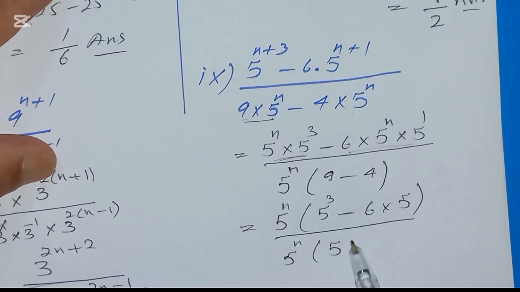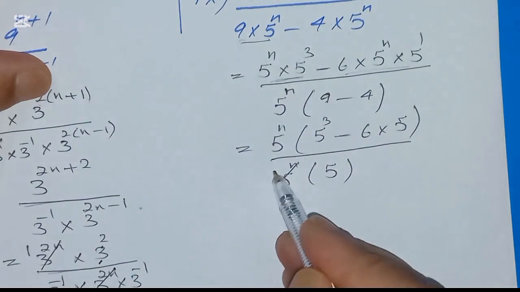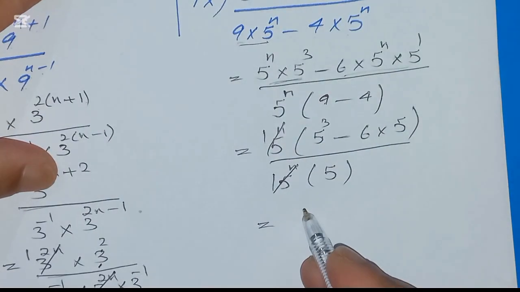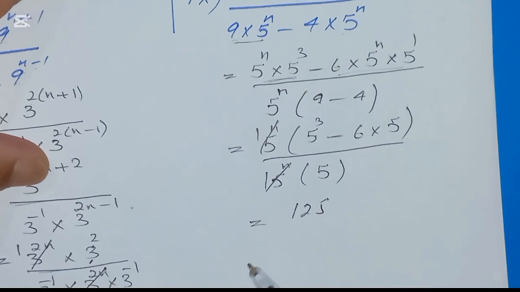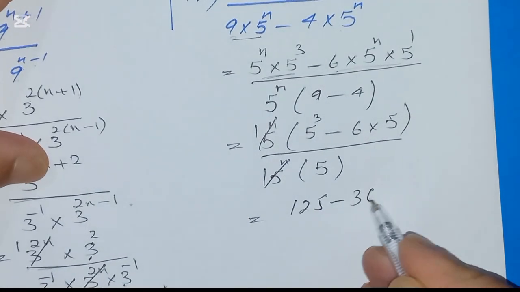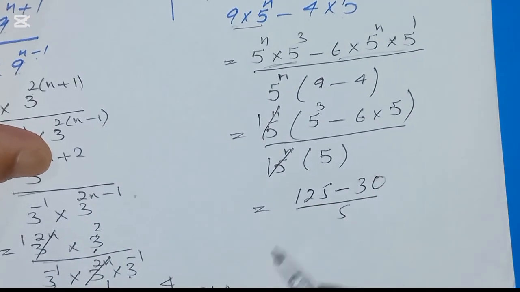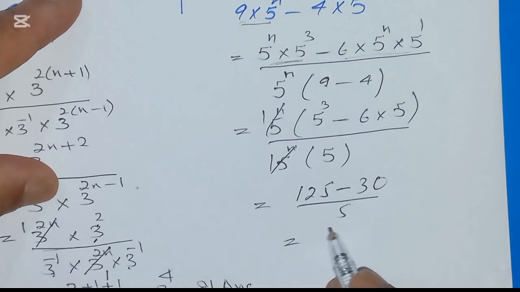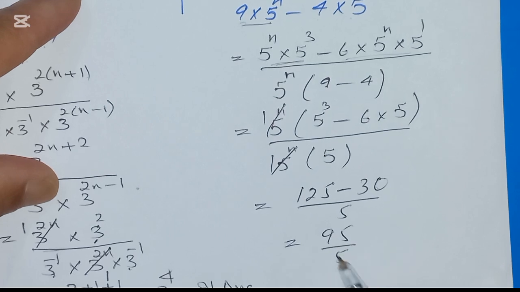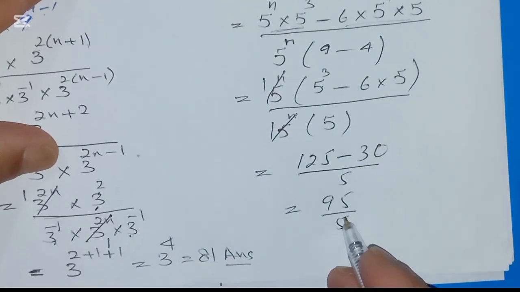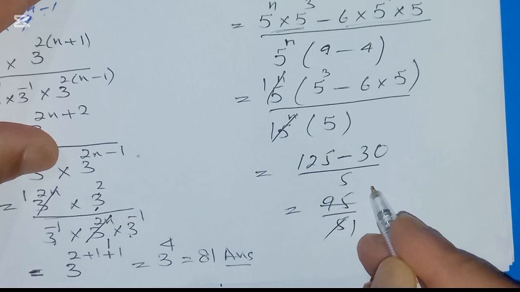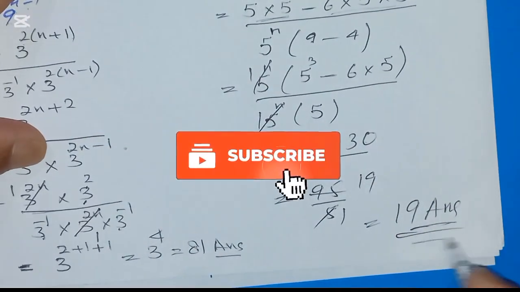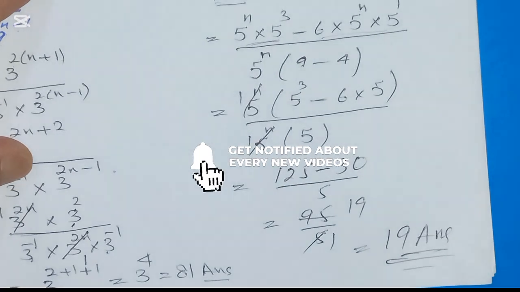The answer is 5. So 5 power n cancels with 5 power n, 5 power 3 means 125, and 5 multiply 6 is 30, divided by 5. Now we subtract 30 from 125, the answer is 95 divided by 5. When we divide 95 by 5, we get 19. So the simplest form of this question is 19. This is the simplest form of this part.